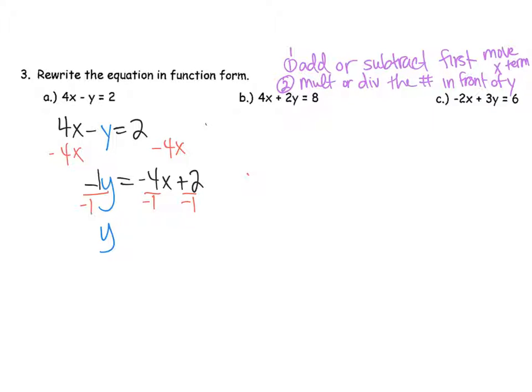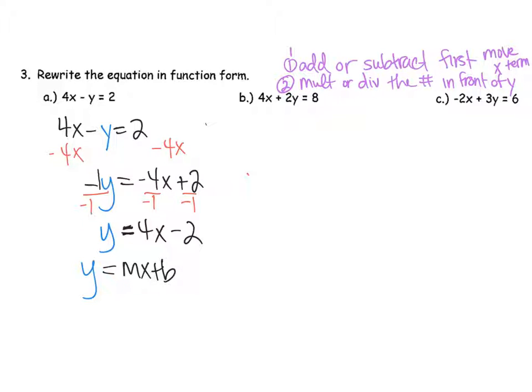Okay. What is -4 divided by -1? I don't want to leave it as a fraction. Positive 4x. Sorry, that's an equal sign, not a negative. What is 2 divided by -1? -2. Perfect.